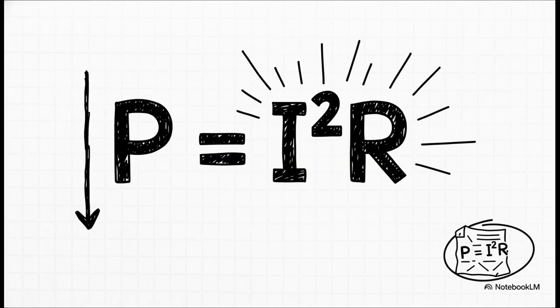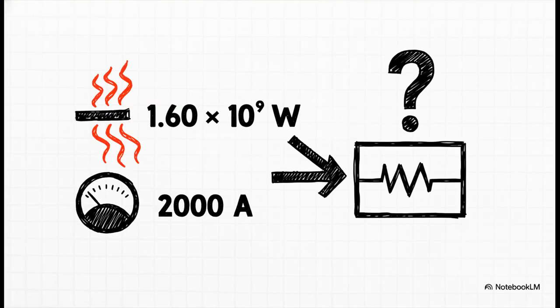And the correct choice is P equals I squared R. You'll find this on your physics equation sheet, so no need to panic and memorize it. Now you might be wondering, why this one and not P equals IV? Well, it's because this equation directly links power loss to the current and the resistance of the cables. And see that little I squared? That's the secret. It means that even a small drop in current has a massive impact on cutting down power loss.